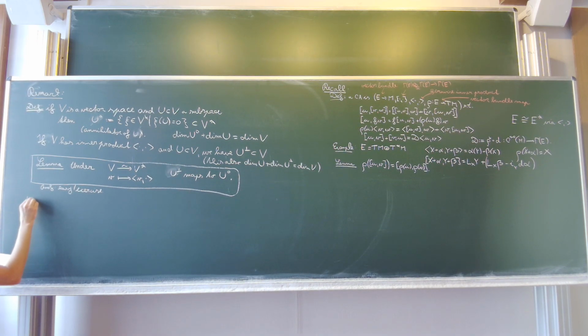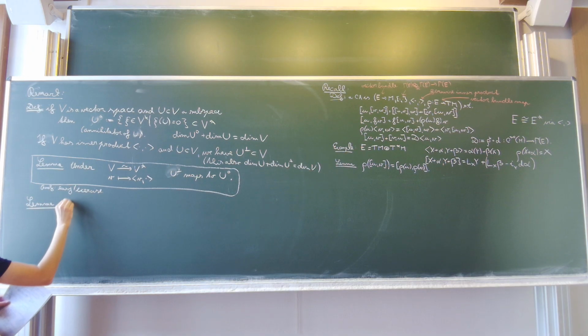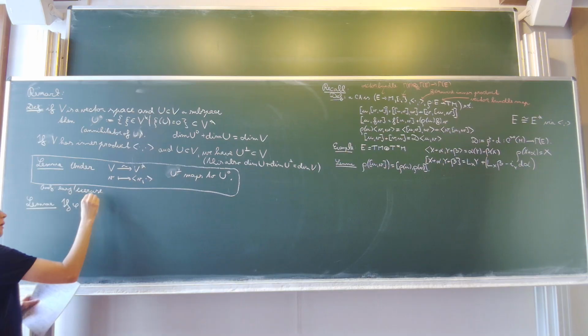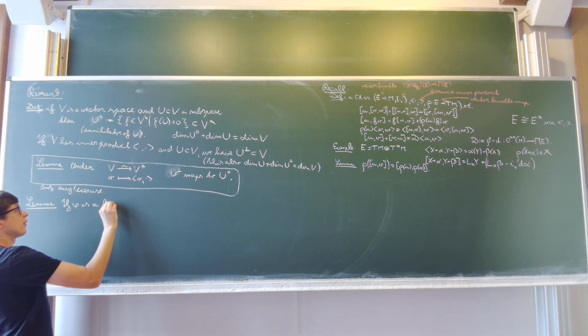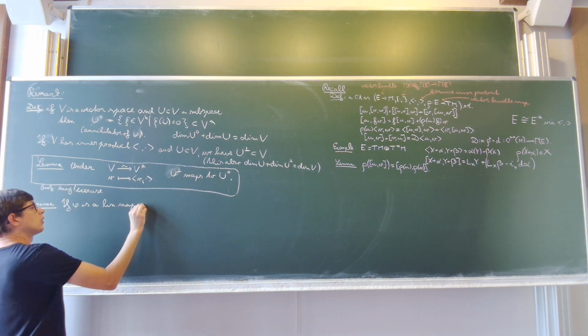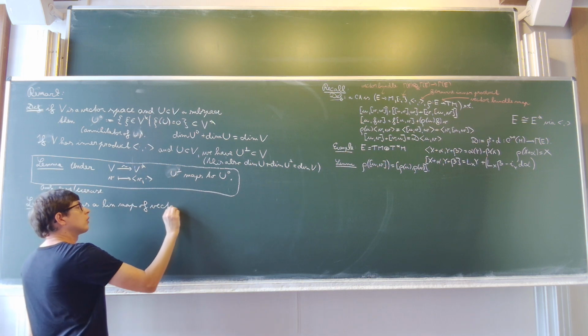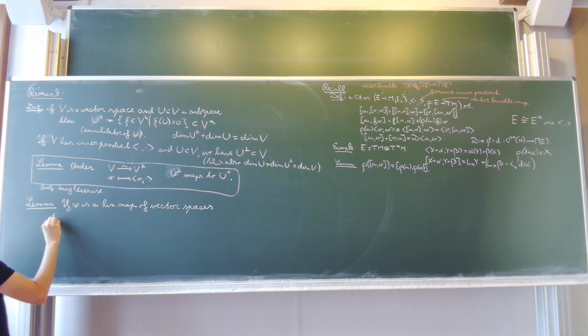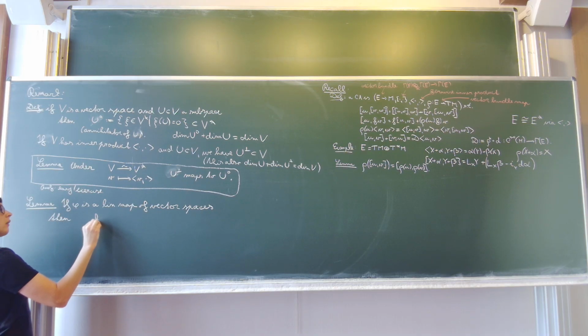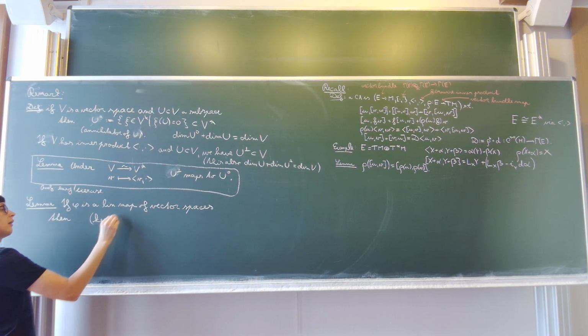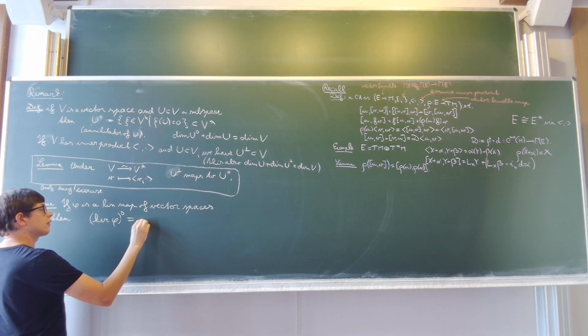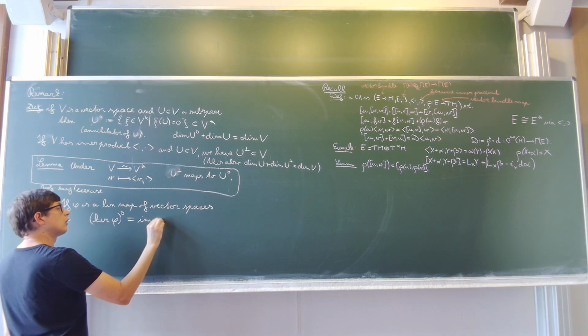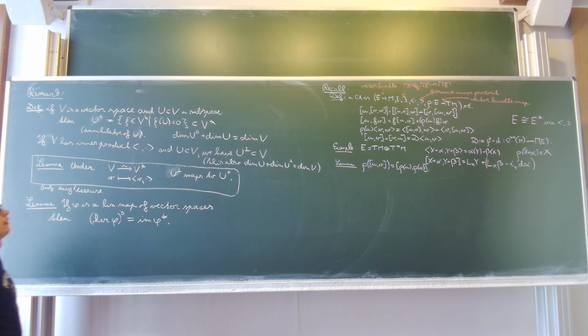Now the lemma, which is marginally more interesting than this one, says that if phi is a linear map of vector spaces, then taking the kernel of phi and then the annihilator of that is literally the same as taking the image of the transpose map. So this is essentially why I introduced that thing.